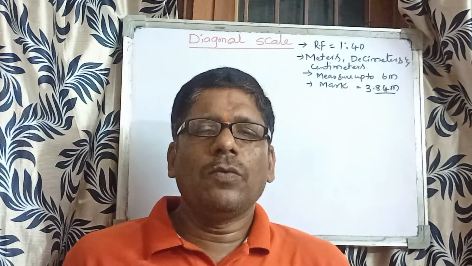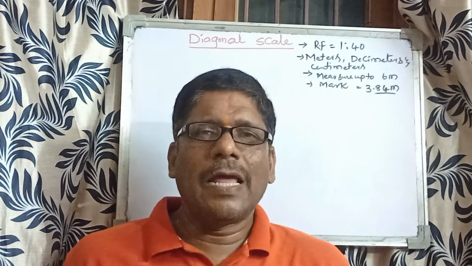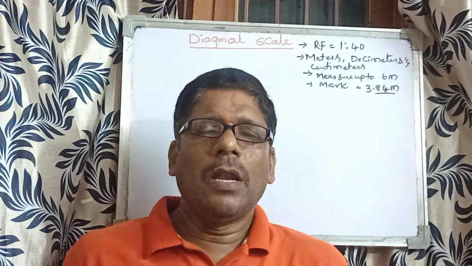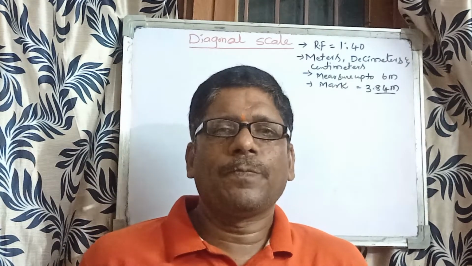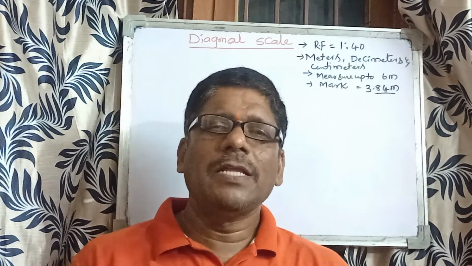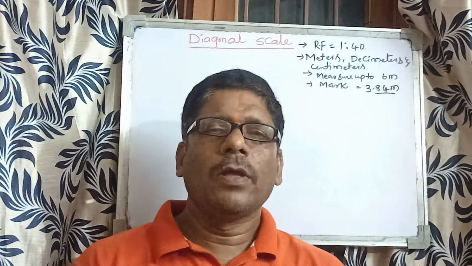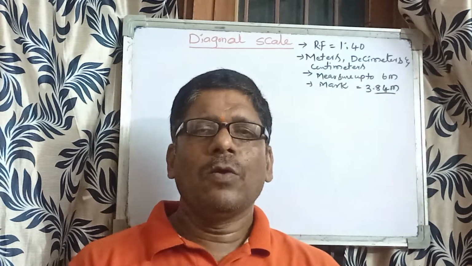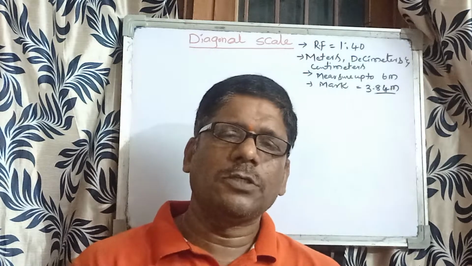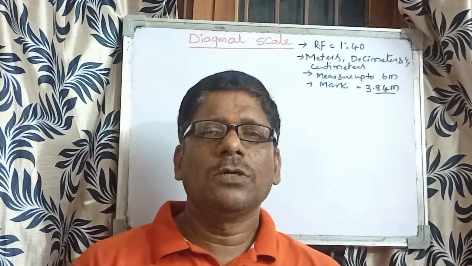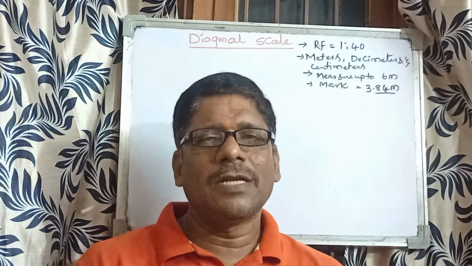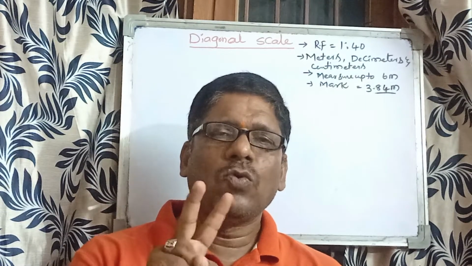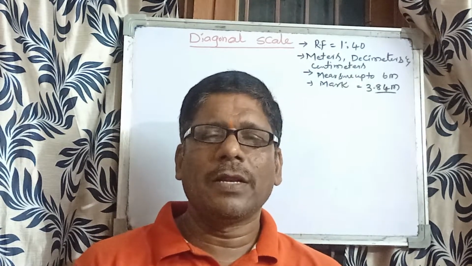In this video, we are going to discuss diagonal scales. Last video, we discussed plane scale. The difference between plane scale and diagonal scale is that in plane scale, we can read up to two dimensions. Two dimensions means two measurements, either meters and centimeters, or decimeters and hectometers, like that. At a time, two measurements we can read.